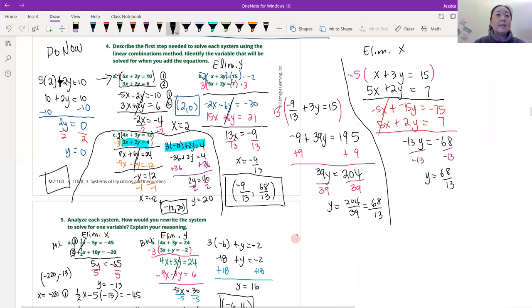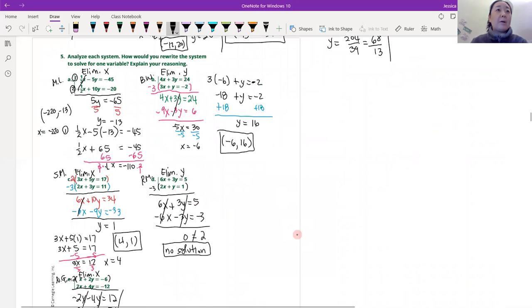Just like we said. So if you take a look at these ones, we decided which one we were going to eliminate. Again, for good practice, you can eliminate the other one. Instead of y, do x. But honestly, I would always try to see which one is easier. Is it easier to eliminate the x, or is it easier to eliminate the y?